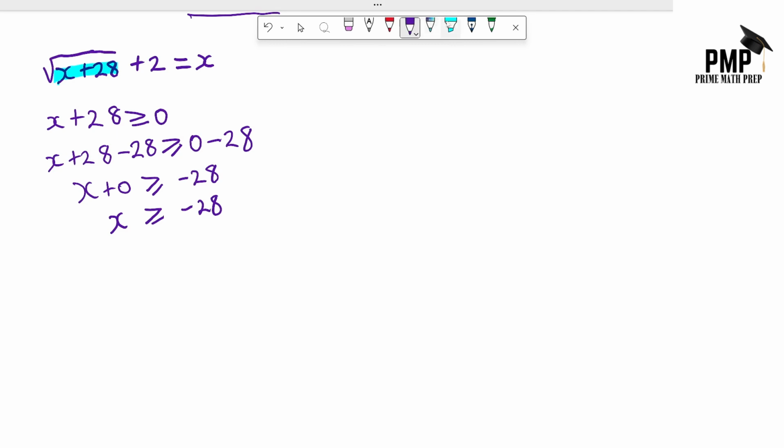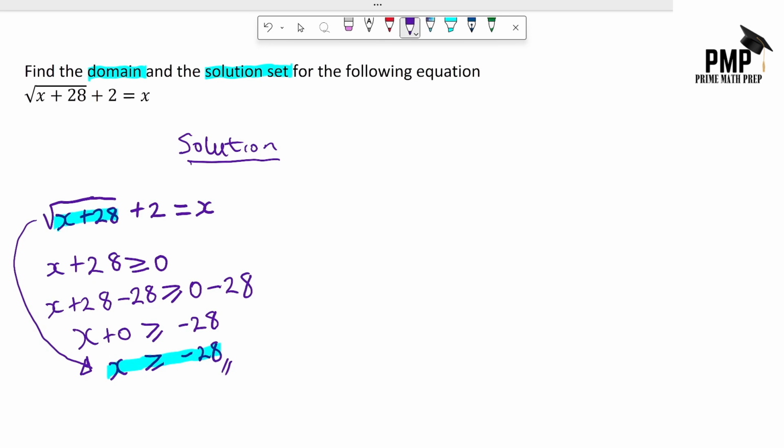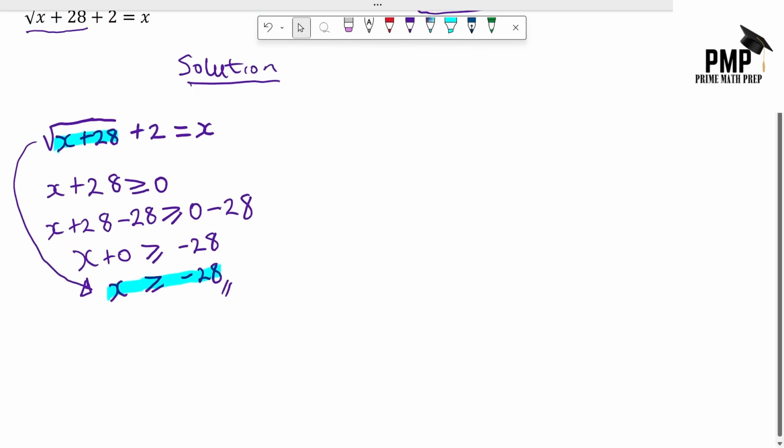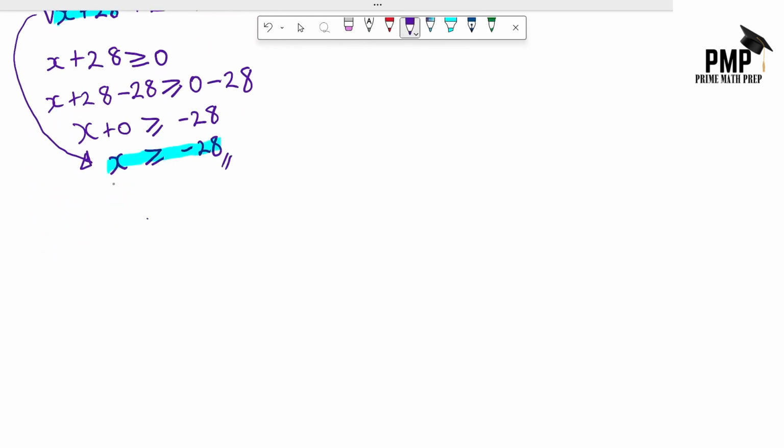Note, I want you to observe something. At this point, our domain for this radical only is x greater or equal to negative 28. But the question is asking us to find the domain and the solution set of the equation, and not just the radical. So therefore, our domain should extend further. Stopping at x greater or equal to negative 28 would be correct if the question were about radicals by itself. The question is about finding the domain of the entire equation.